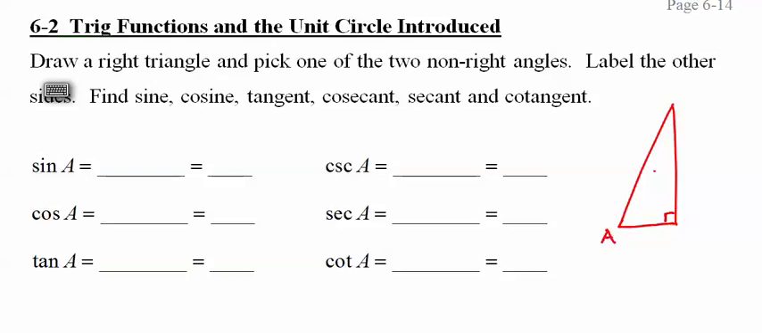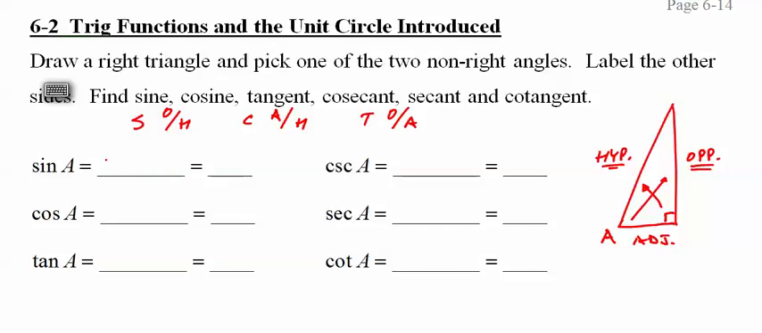Call this angle A. That is opposite. This is always hypotenuse. Hypotenuse is across from the 90. Opposite is across from the angle. And this is adjacent. So sine of A is... SOHCAHTOA, for those who don't know this. Sorry. Doing this a little bit backwards.